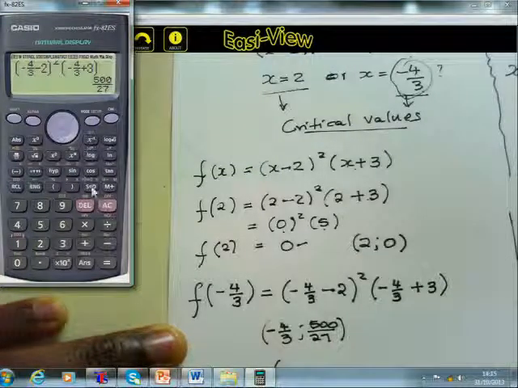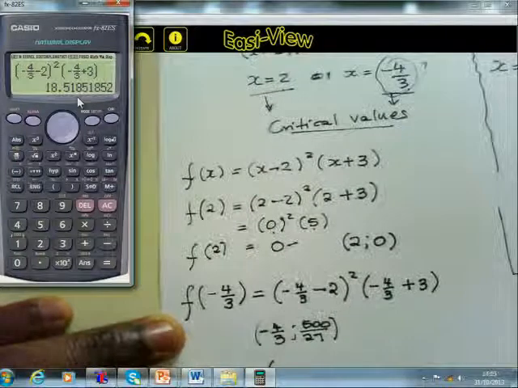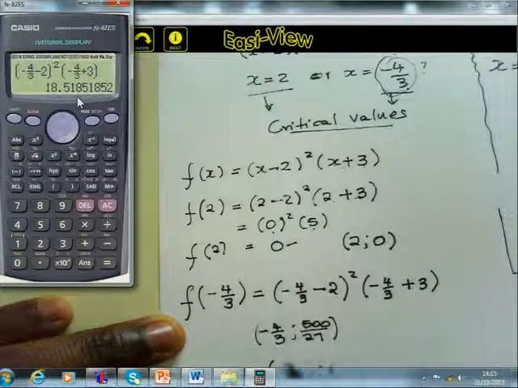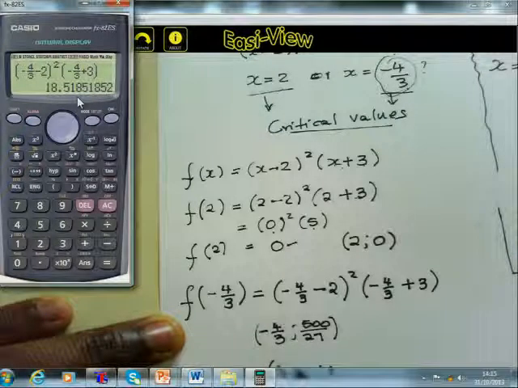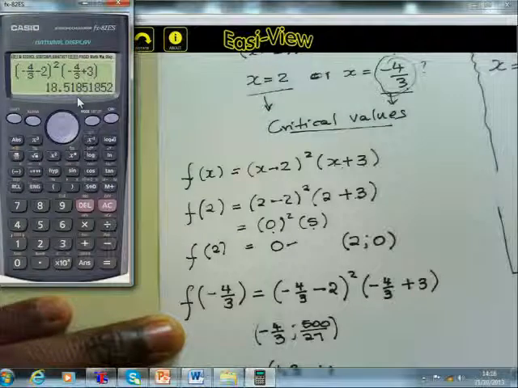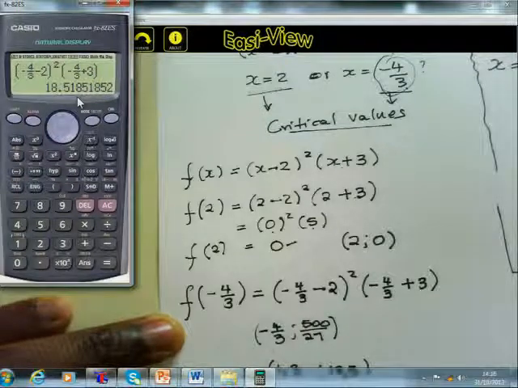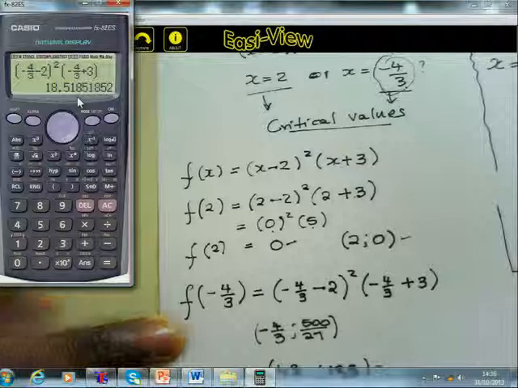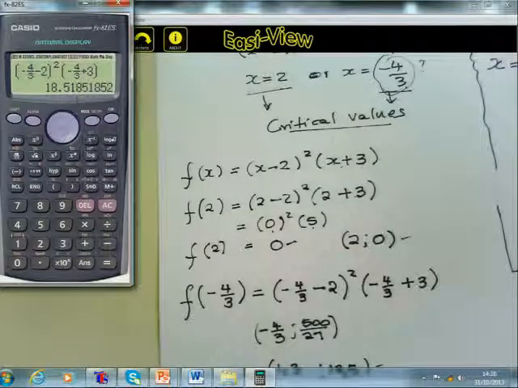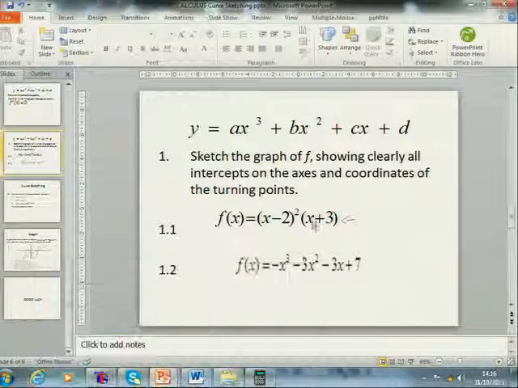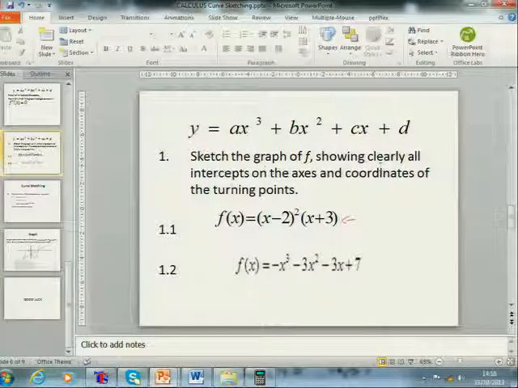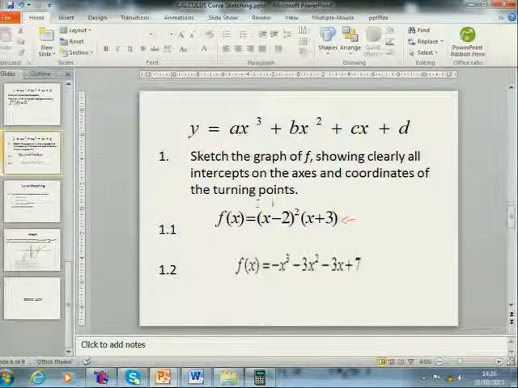Let's check the 500 over 27. This is negative 4 over 3. It's about negative 1,3, approximately, and this one is 18,5. Is everybody happy? Nice. We can see this on the function, and there it is. And now we are ready to sketch the curve. Remember what the question said? You must show clearly all the intercepts on the axes as well as the coordinates of the turning point. This is what we must be able to show.